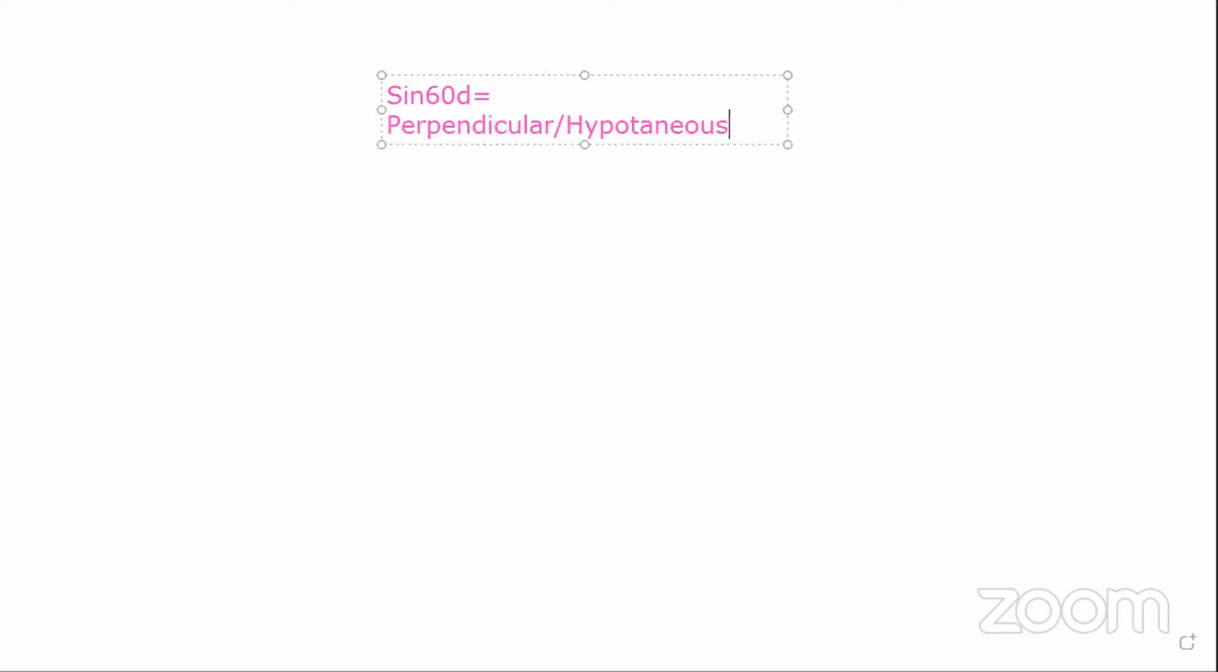Okay. Hypotenuse. So sine 60 is nothing but root 3 by 2. This is P by H. So root 3 by 2. H they mentioned already. The height of this perpendicular they mentioned there. Perpendicular is how much? So root 3.